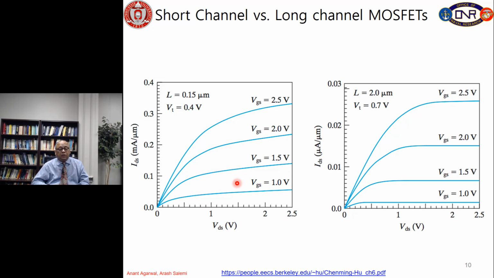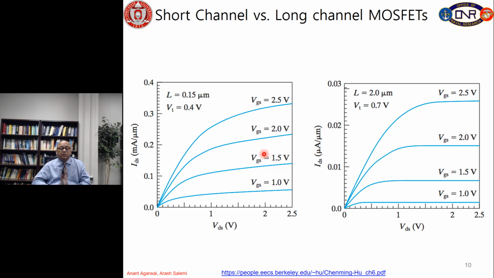Then here we compare two silicon MOSFETs. On the left is a short channel MOSFET, which is L equals 0.15 micron. This is called short channel. It is sub-micron channel length. Threshold voltage is about 0.4 volt. On the same mask, on the same design, we have a channel length of 2 micron, which has a slightly higher threshold voltage of 0.7 volts.